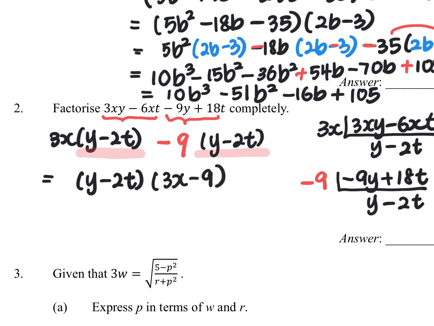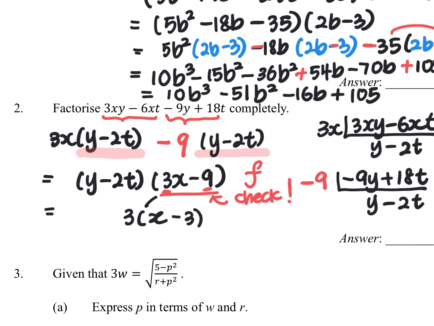But always, is this going to be your final answer? Check for common factor. Okay, I send you my favorite letter F. F for factorize. So the common factor, both of them have a common factor 3. So I'm going to factorize out the number 3 from here. And I'm left with 3x divided by 3 to give you x. 9 divided by 3 to give you 3. And then I should write my remaining y minus 2t down as well. So y minus 2t.